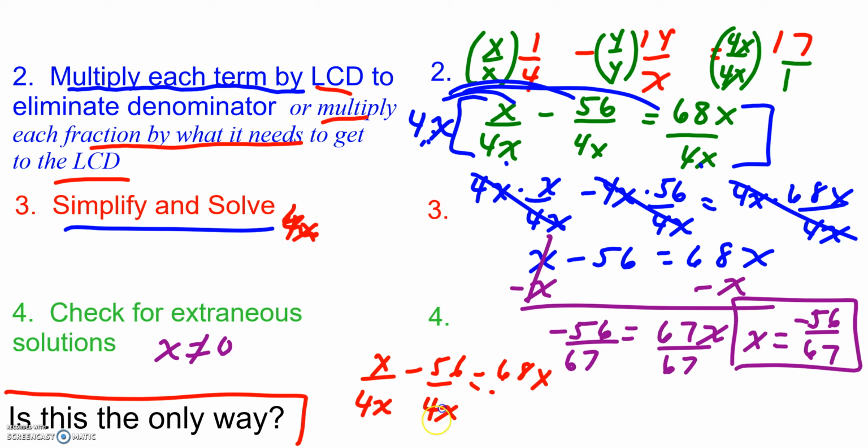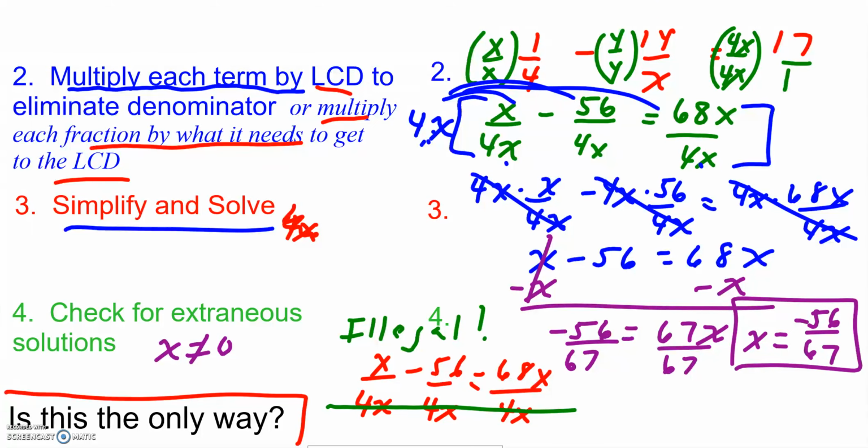Let's say you're at this point, and you know that you're supposed to multiply by 4x to get rid of it, but you do this instead. Let's say you just cross out the denominators because you know that everything's going to cross out anyway. This move right here is technically illegal. Please, please, please do not show this to me on a test. That will not go well.